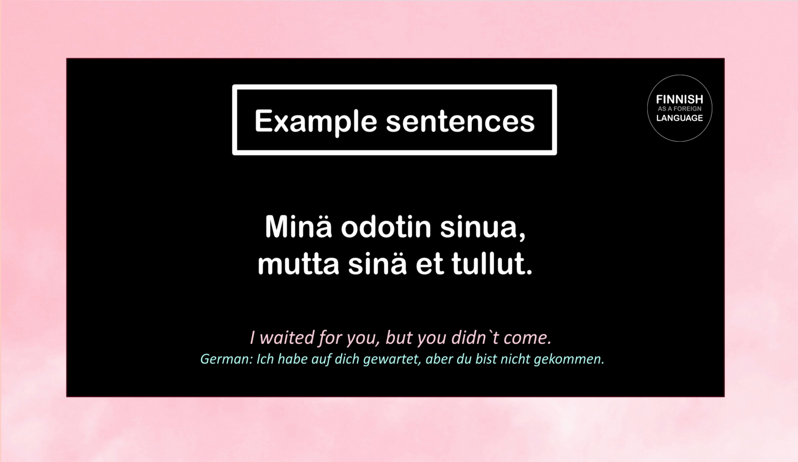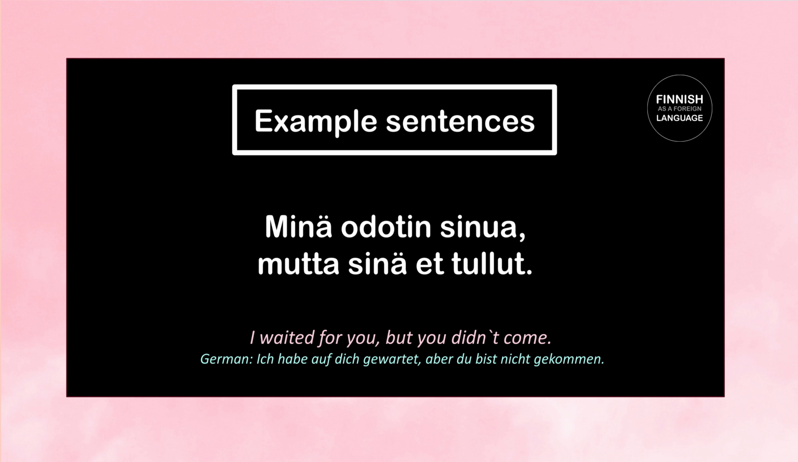Minä odotin sinua, mutta sinä et tullut. Means I waited for you, but you didn't come. So minä odotin means I waited. Odotin is the first person singular past tense of the verb odottaa, which means to wait. Sinua here is the partitive case of sinä. Here we need the partitive case because of the verb odottaa. Remember the rule, odottaa plus partitive case.